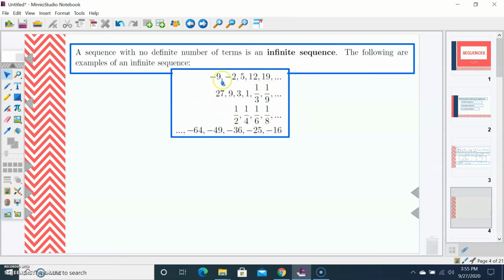So what do you think is common with these sequences? And how do we recognize whether a sequence is an infinite or a finite sequence other than the first term and then the last term? As you can see, for the first 3 examples that we have, the first terms are clearly defined. So for this sequence, the first term is -9. For the second sequence, the first term is 27. And then for the third sequence, we have 1/2. But when you take a look at their last term, it is being represented by the ellipsis.